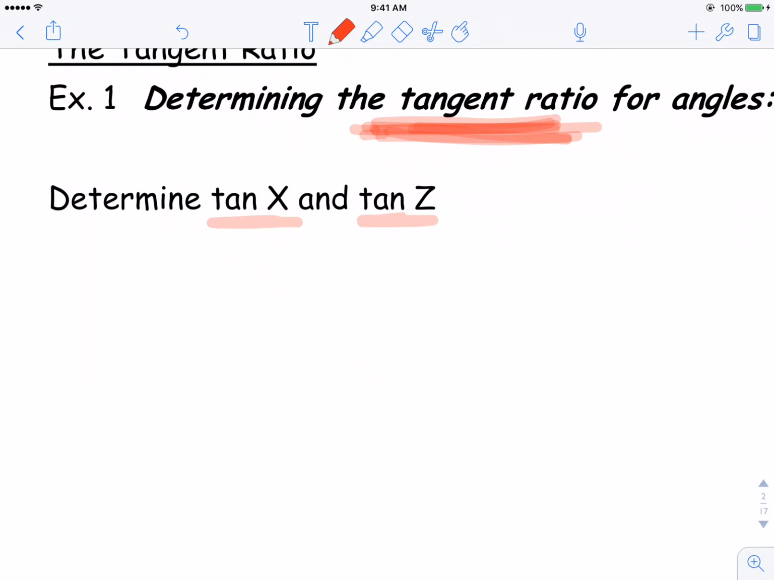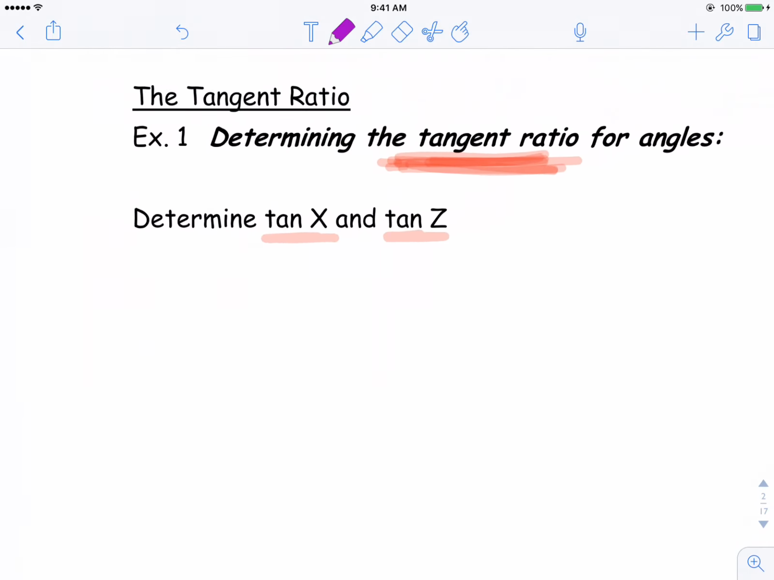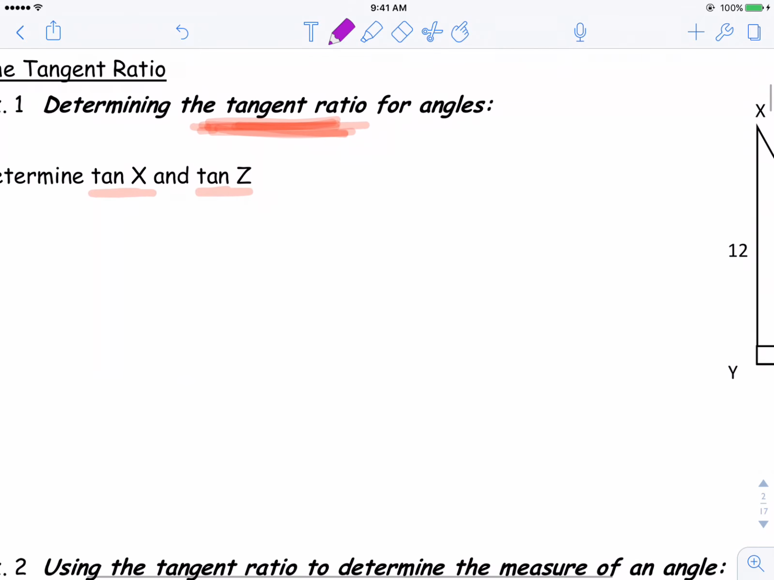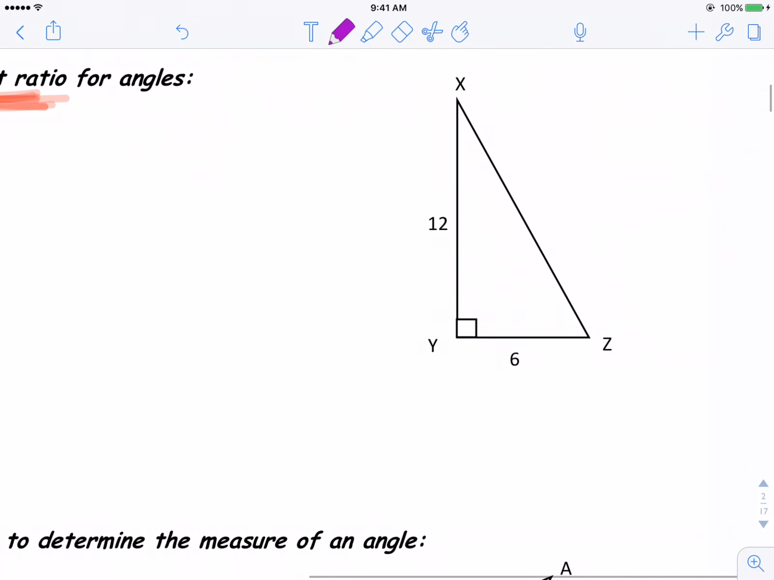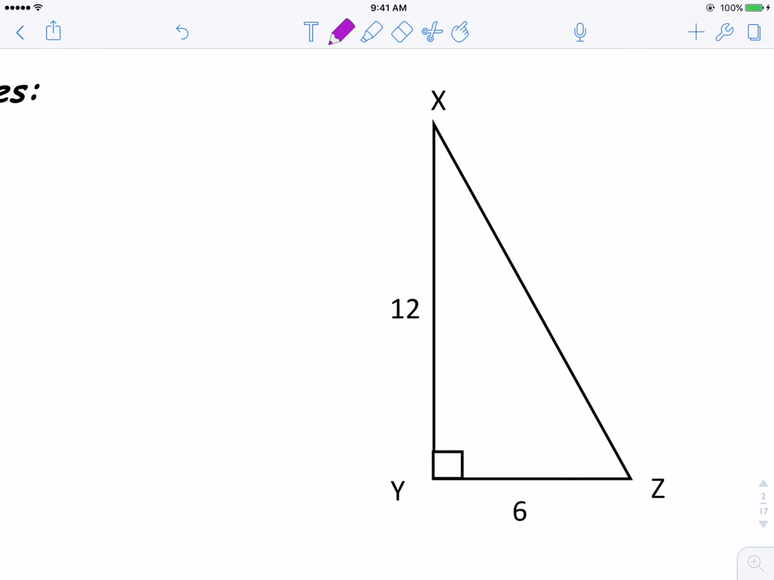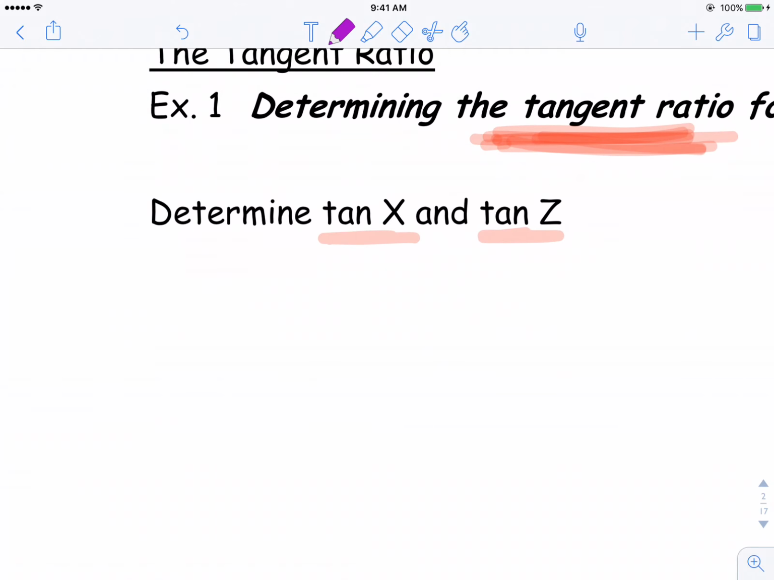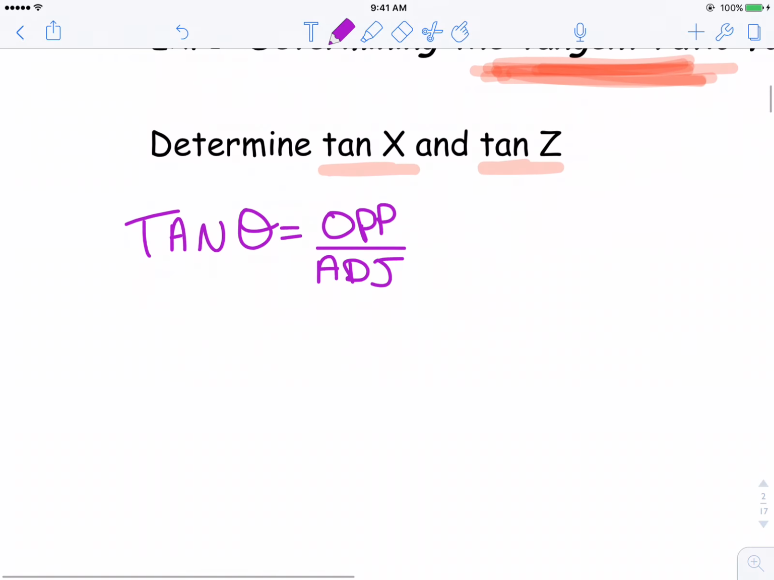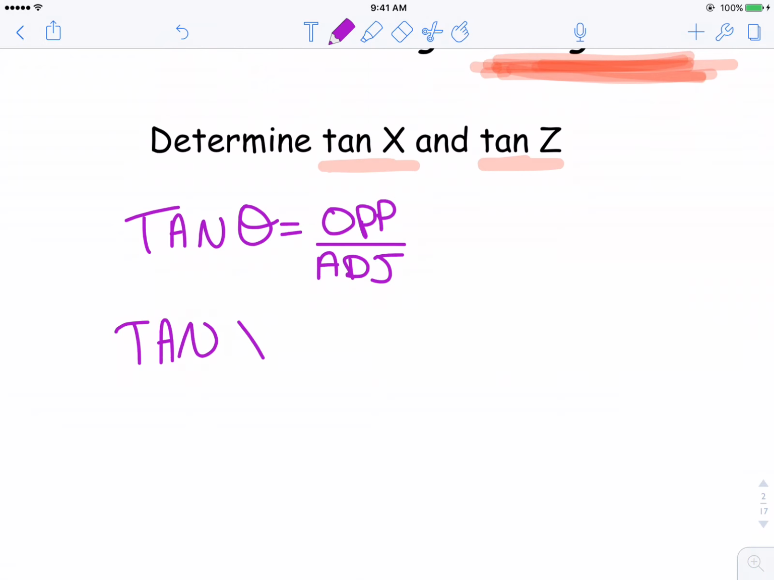We just want to know the ratio from the triangle that we're given: what tangent x and tangent z are. Let's start with tangent x. Here's our triangle. The first thing we need to do is recognize that the tangent of an angle is equal to opposite over adjacent. In this case, tangent of x is equal to opposite over adjacent. Now we need to figure out what the opposite side is and what the adjacent side is.